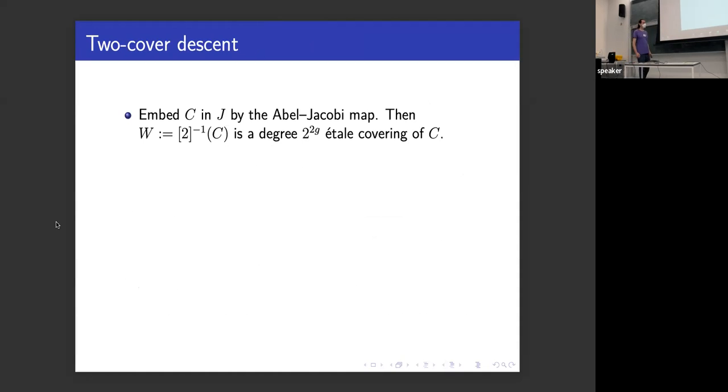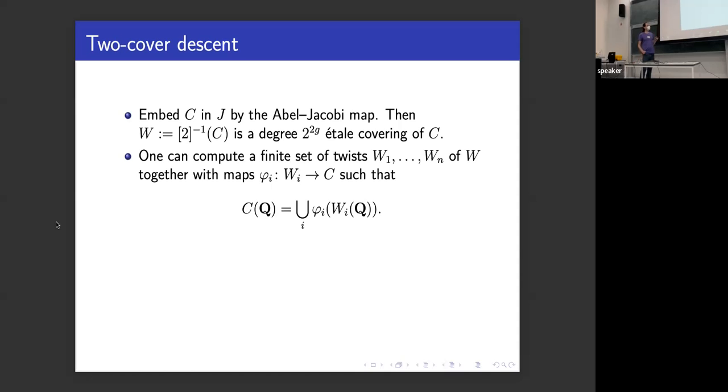So in particular, the descent we're going to use is two-cover descent. So you embed the curve in the Jacobian by the Abel-Jacobi map. I'm going to assume from now on that we always have a rational base point, which we'll assume in fact to be a rational Weierstrass point. Then we have a degree 2^(2g) étale covering of your curve, given by just pulling it back by multiplication by 2 in the Jacobian.